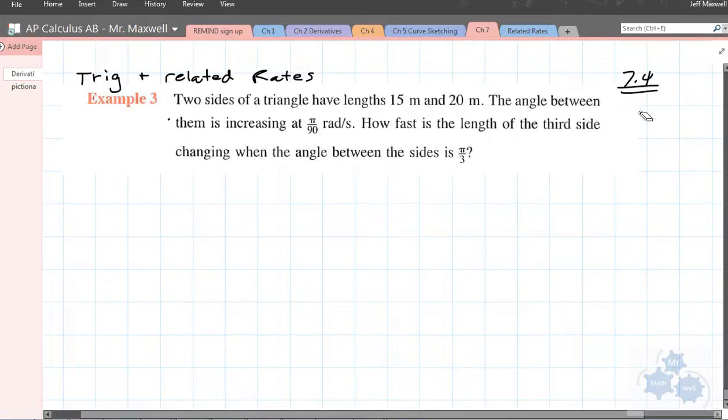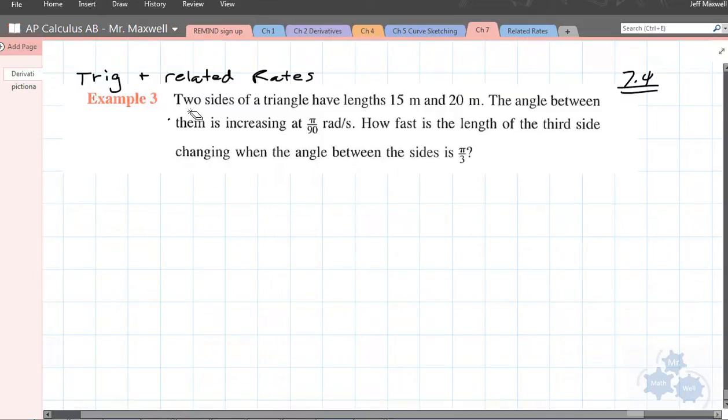All right, we're talking about 7.4 again in Calculus 30. What this is using is the derivatives of trigonometric functions, and we're combining this with the concept of related rates. So this example from this section is really the applications of trig functions, trig derivatives, and related rates all mixed up together. This is our first real example from the textbook where we're going to use trig and related rates together.